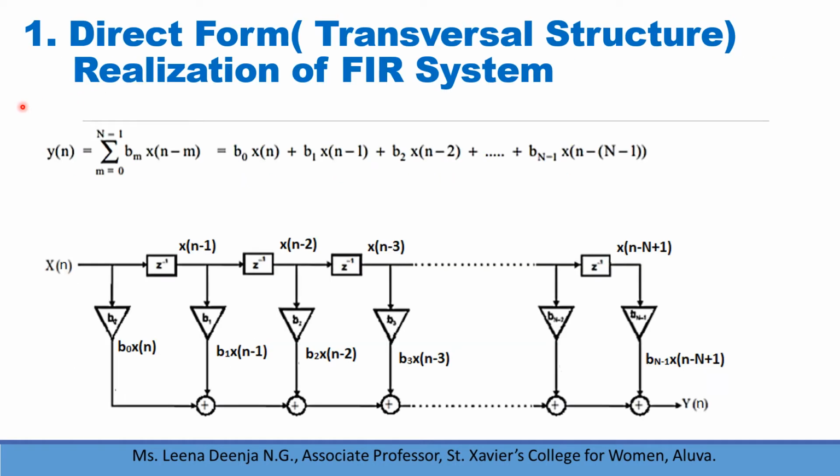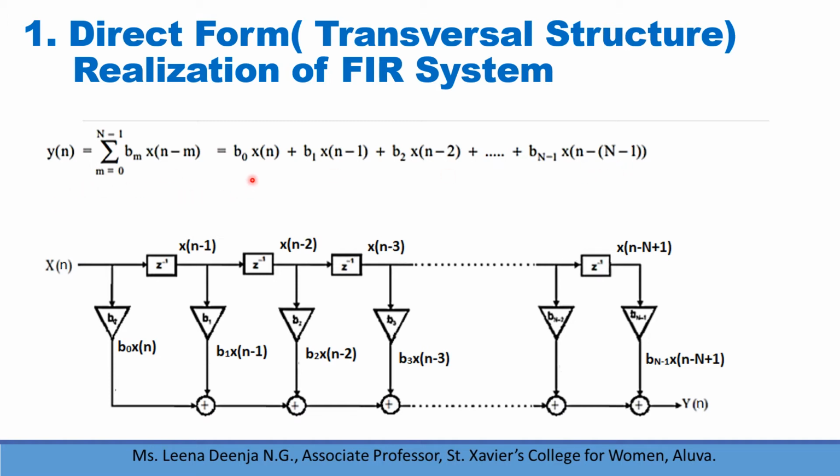First, we consider the direct form realization of the FIR system. It is also called the transversal structure realization of the FIR system. For realizing this, consider the difference equation governing the FIR system. We know that y of n is b0 x of n plus b1 x of n minus 1 plus b2 x of n minus 2 plus dash dash b N minus 1 x of n minus N plus 1.